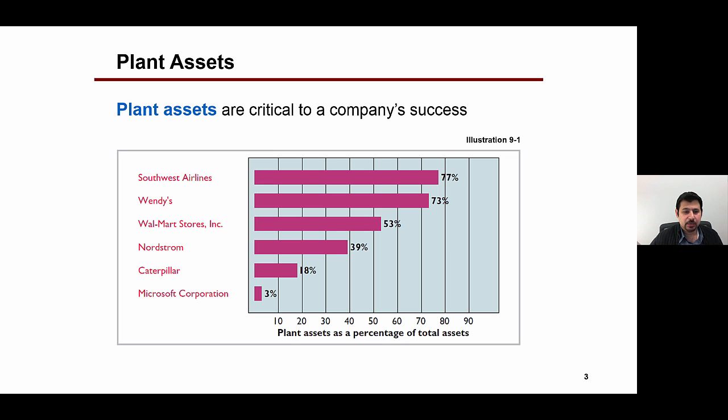A company like Southwest Airlines has around 77% of their total assets in plant assets, which makes sense in a way because those are airplanes. They have hangars where they can store airplanes, and they have also all the material that goes with that. Compared to a company like Microsoft, which is a software company, Microsoft's main product is not their plant assets. It's mostly intangible assets due to the kind of virtual products that they sell.